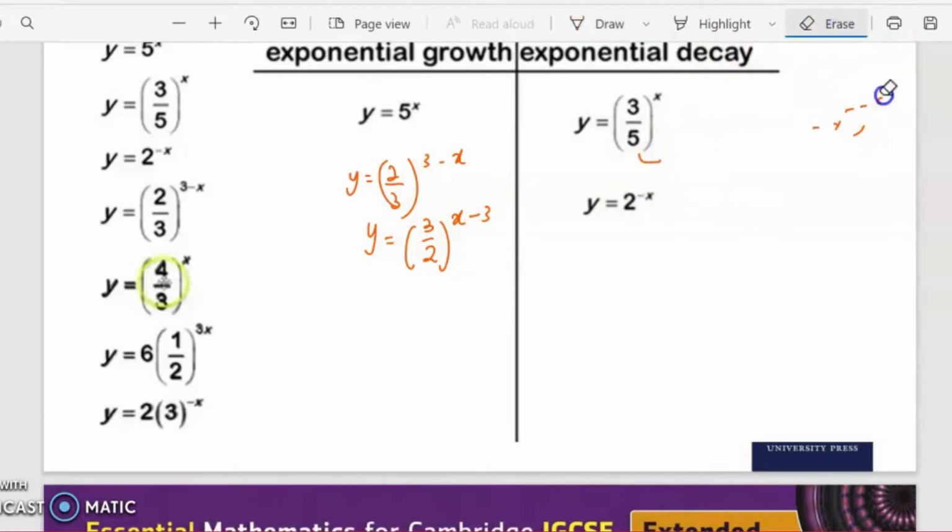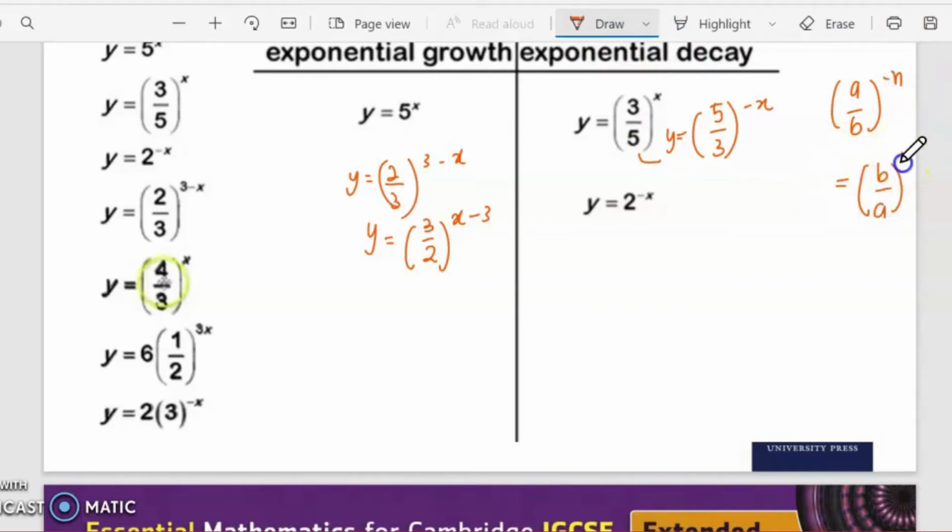Okay, apa akan jadi dengan decay ni ialah power dia, kita tukar dia 5 over 3, dia akan jadi negatif. So this is, kalau ingat lagi rule of indices, a over b to the power of negative n boleh tukar dia jadi b over a to the power of n. Ini ialah rule of indices. Okay, so this one is y equal to 4 over 3 to the power of x.